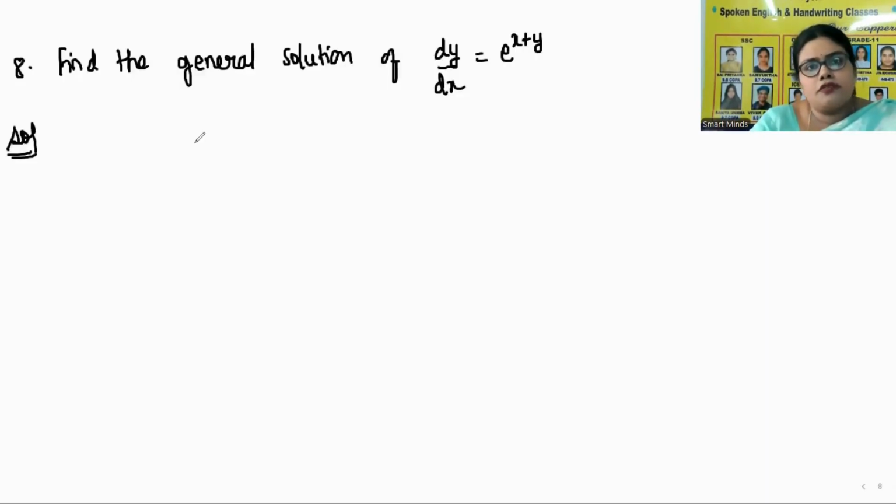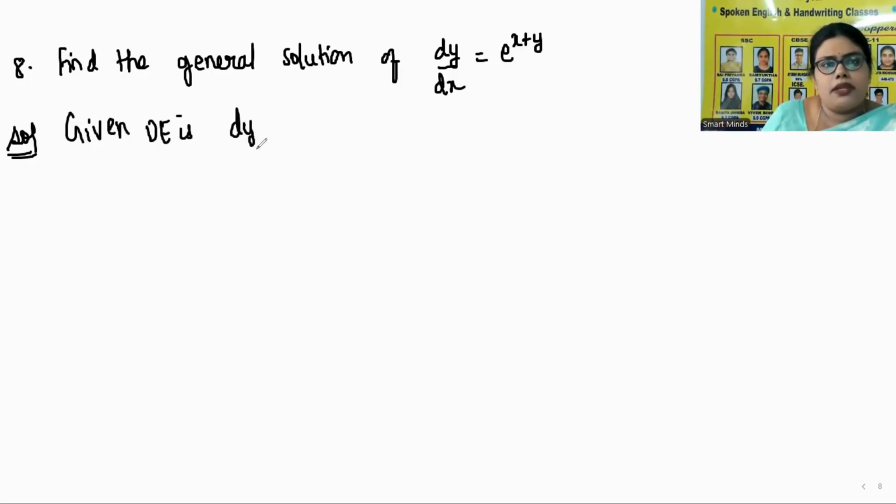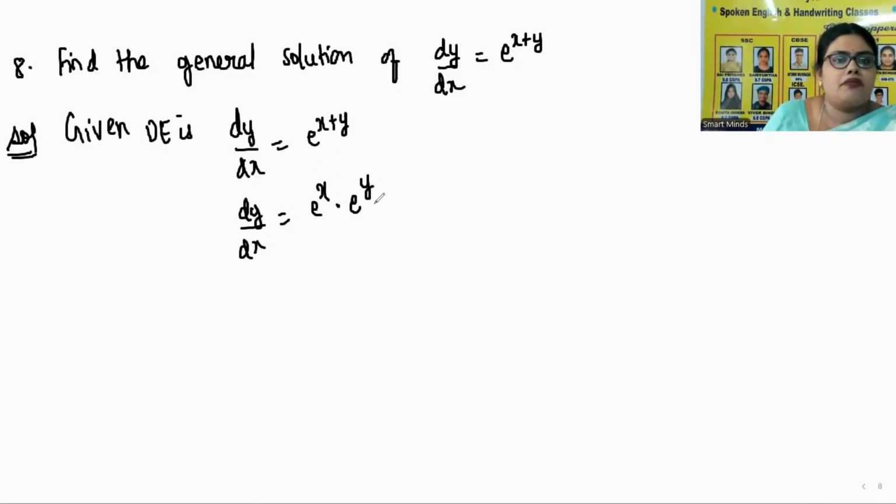Now take this question. Find the general solution of dy by dx is equal to e power x plus y. So let us first write down the given differential equation. It is dy by dx is equal to e power x plus y. So in the last two problems, we were separating x and y terms. But here, how can we separate? There is no chance. So what we will do is e power x plus y, we can write e power x into e power y.